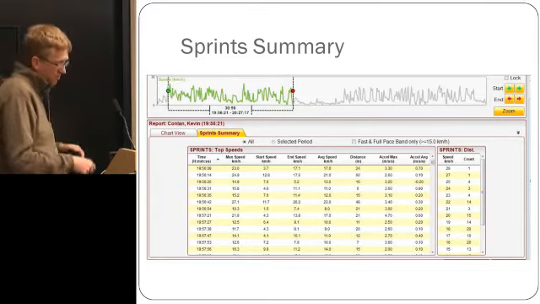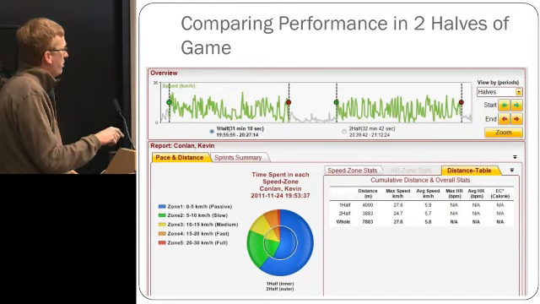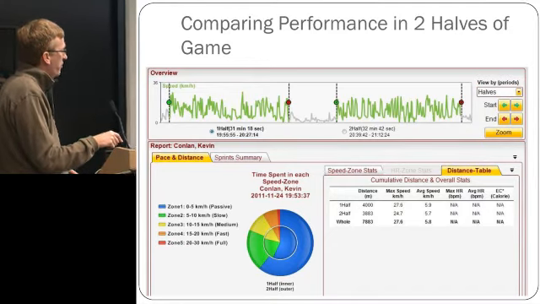What was his max speed? What was his average speed? All this kind of stuff. Okay, and we can get summaries as well. Here's a summary for the whole game. Here's his two halves, the inner circle, the outer circle.